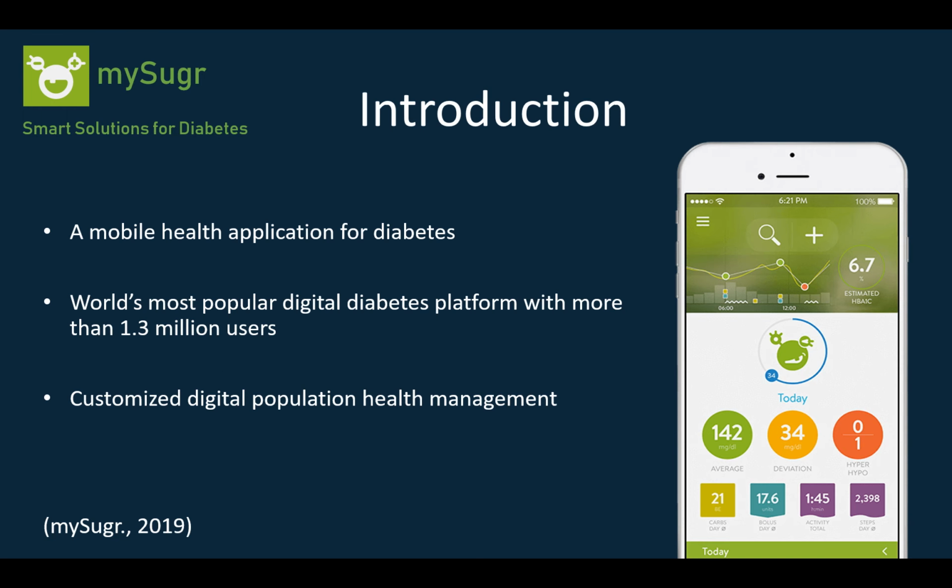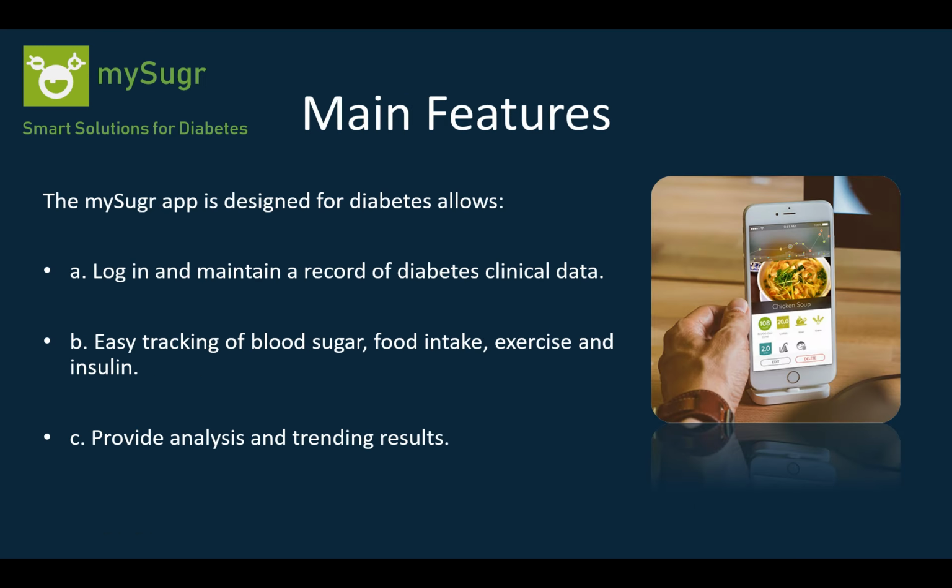mySugr is the world's most popular digital diabetes platform with more than 1.3 million users. By combining an app-based patient interface for smart tracking with integrated devices and supplies, health data is transferred seamlessly across the mySugr ecosystem, allowing for customized digital population health management.